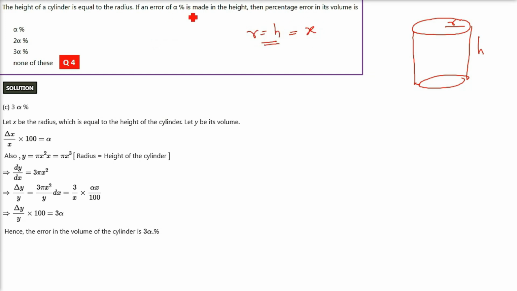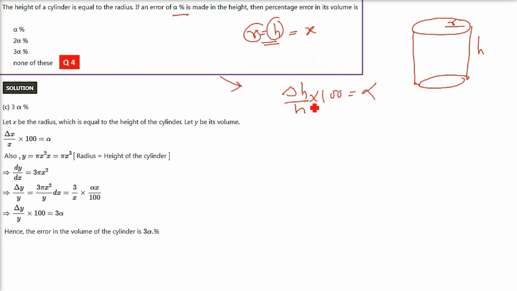They both are same. If an error of alpha% is made in the height, let us write it with respect to height, and then we'll just change it to the x. That is delta h by h into 100 is given as alpha%. That is given in the question. Don't look at the reference I have provided. Just follow what I am instructing. Delta h by h into 100. This is alpha. If you have delta r, it will be delta h. So they can be used interchangeably in this question because radius and height are being provided as similar.